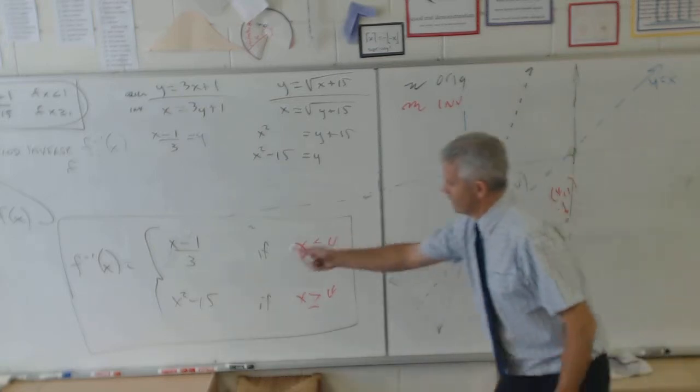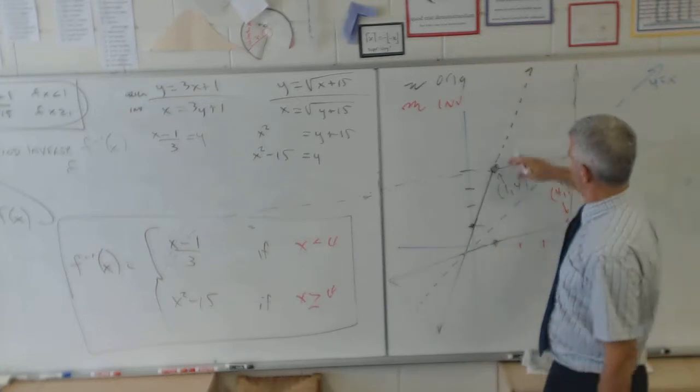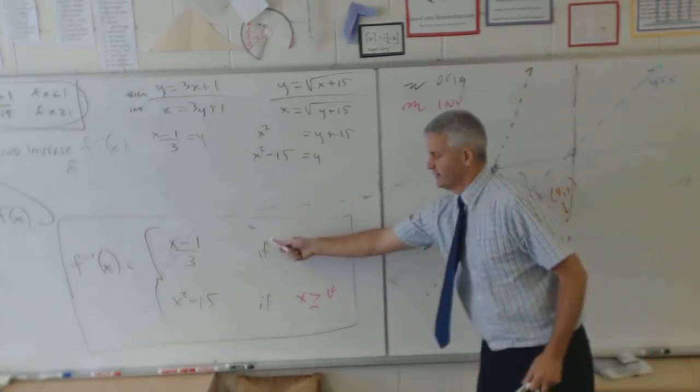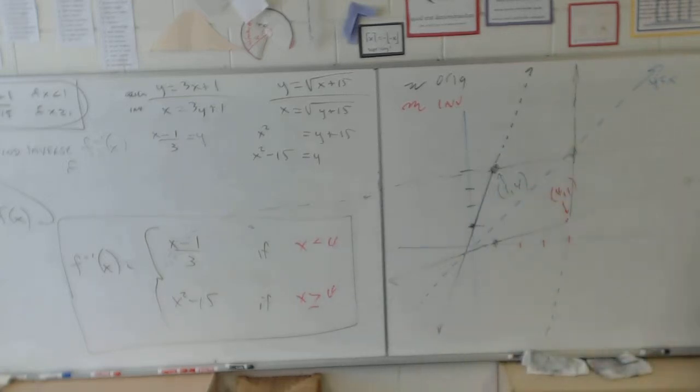But remember, these x values are sort of the y's from the original. So when the y was bigger than 4, we were along the curve. When the y was less than 4, we were along the line. So we would call it x because it's the inverse.